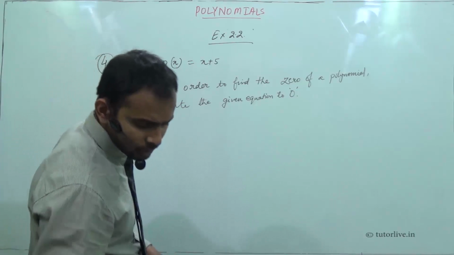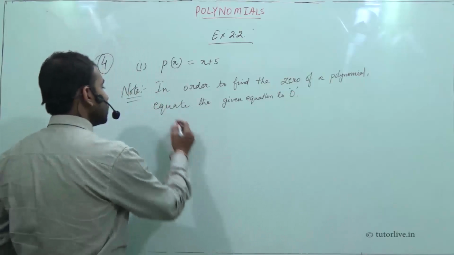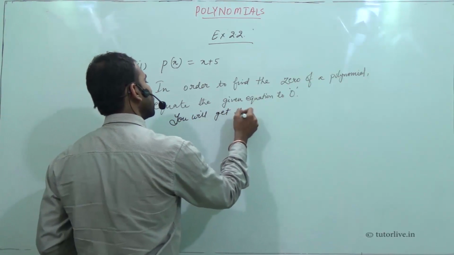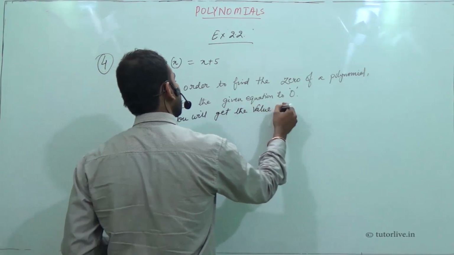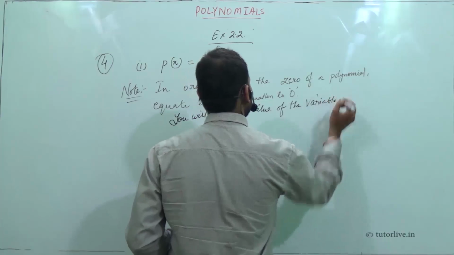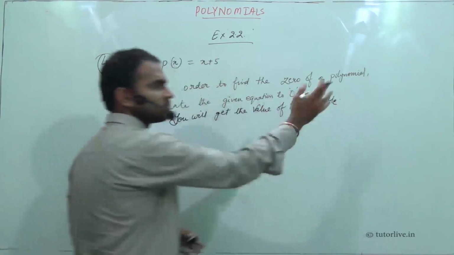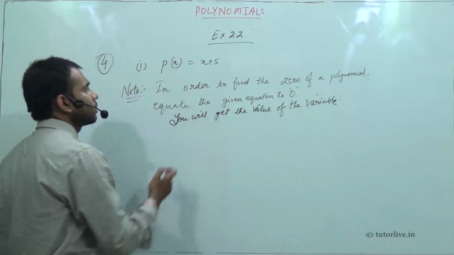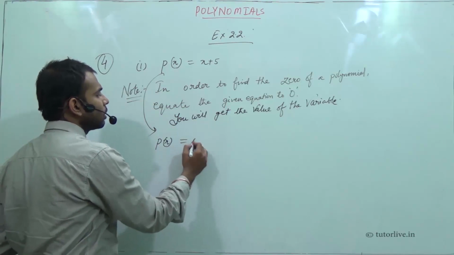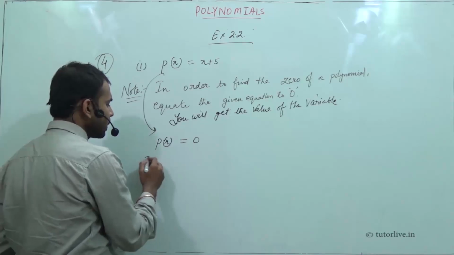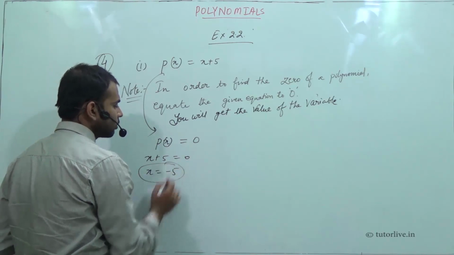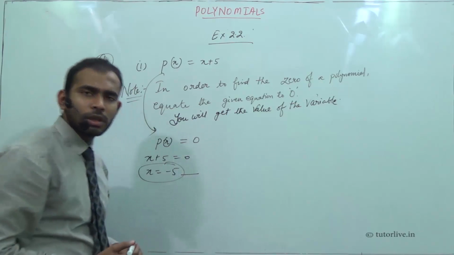You will get the value of the variable. So the thing that I am saying here is the solution of this. p(x) is equal to 0. We equate the given equation to 0. So x plus 5 is equal to 0 or x is equal to minus 5. So x equal to minus 5 is the 0 of the polynomial.